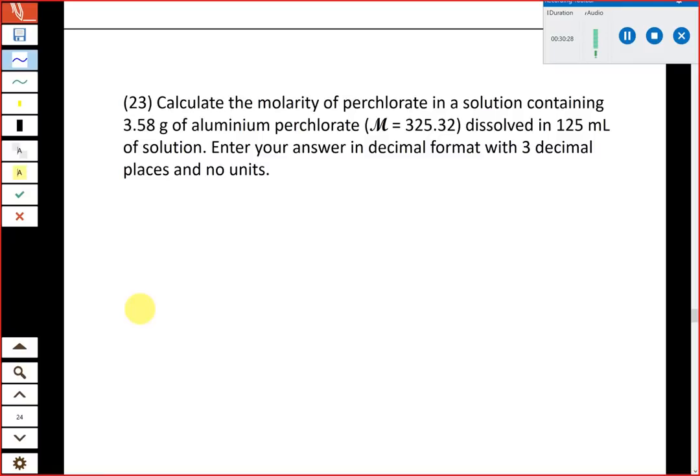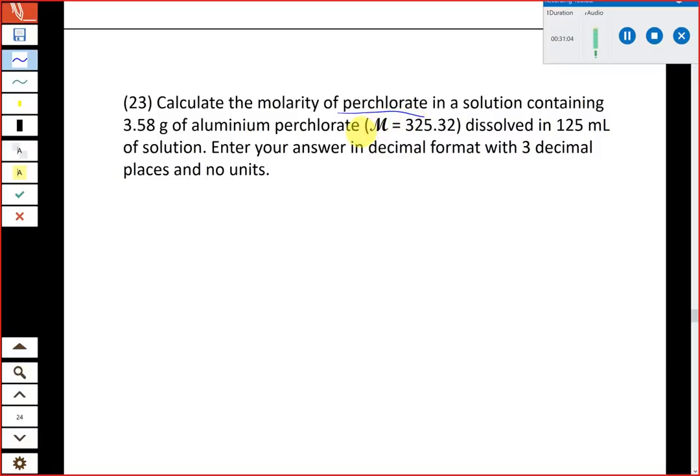All right, so that was sort of more of a qualitative or conceptual aspect of aqueous solutions, understanding how different things react in solution and writing out those equations. This one is more quantitative, dealing with molarity. So we want to calculate the molarity of perchlorate in a solution containing 3.58 grams of aluminum perchlorate dissolved in 125 milliliters of solution. All right, so again, for this problem, it's going to be necessary to have the correct formula for the compound. We did give you the molar mass here, this number here with the script M. We usually abbreviate it as MW, but that means molar mass.